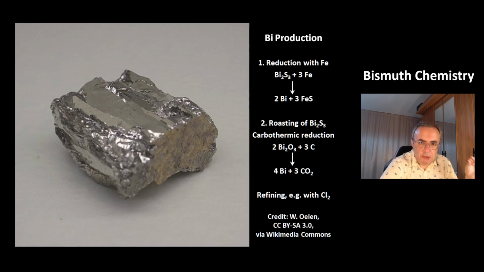This is how you can produce bismuth. One way is reduction with iron, bismuth sulfide plus iron. You get bismuth metal and iron sulfide. Second way is roasting of bismuth sulfide. You get bismuth oxide. And then carbothermic reduction of bismuth oxide. You get bismuth plus carbon dioxide. But you need another step, that's a refining process. You can use, for example, chlorine gas, which reacts with the impurities but not with bismuth, to get pure bismuth.